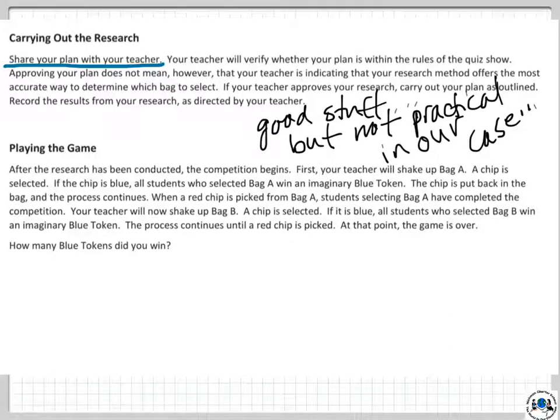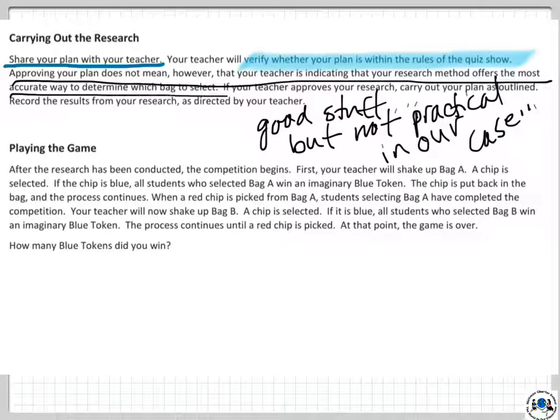I could look at your plan. I could verify whether your plan is within the rules of the quiz show. And again, the approval would not mean that I'm indicating that your research method is the most accurate. But if I approve it, then you can go ahead and carry out your research as planned. So again, as you can imagine, really good for the classroom.